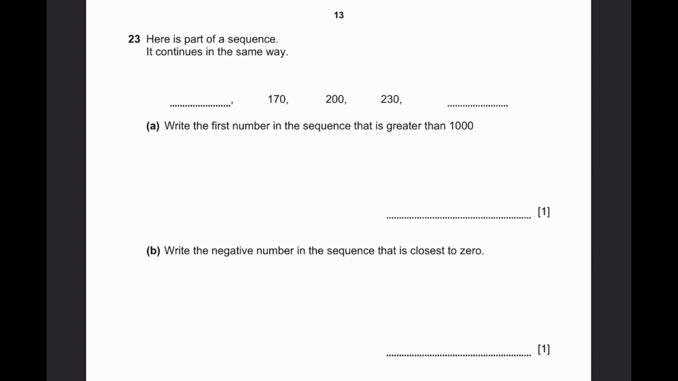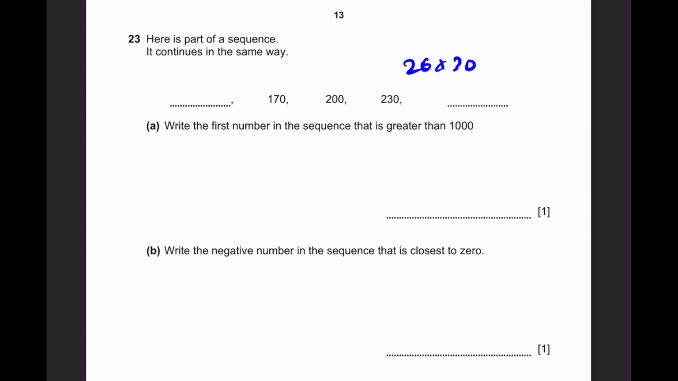By the way, if you're wondering why these blanks are given, these are just given because there's nothing given before, but then the sequence is continuing in the same way before and after these numbers. So first number that's greater than 1000. Every time we are adding 30 to a number to get the next number in the sequence. So we continue on, we need to add 30 a few more times. To be exact, 26 more times.